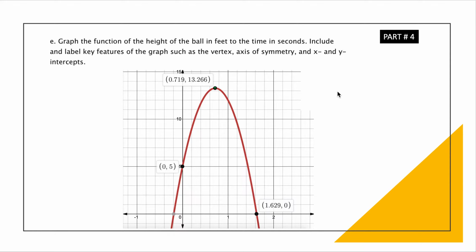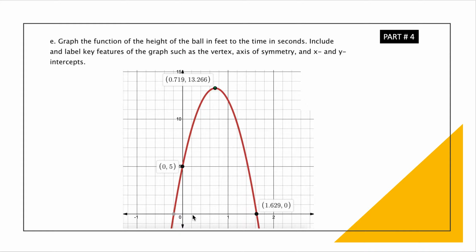Part 4, modeling objects in motion. Now in this one we have to graph the function of the height of the ball in feet, of the time in seconds, and include the labeled key features of the graph such as the vertex, axis of symmetry, x and y intercepts. So first of all, let me talk a little bit about this example.